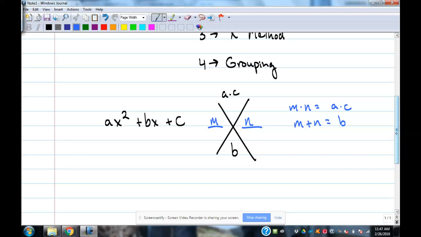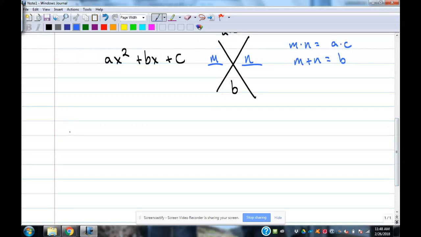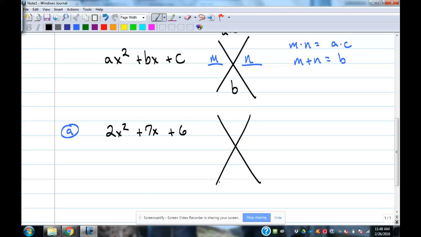Now, let's look at an example and actually use that. So example A, 2x squared plus 7x plus 6. We're going to make our X. How do we get what goes in the top up here? A times C. A is 2, C is 6. 2 times 6 is 12. So we have a 12 up here. What goes in the bottom? 7. Whatever B is, whatever the middle piece is, goes in the bottom.